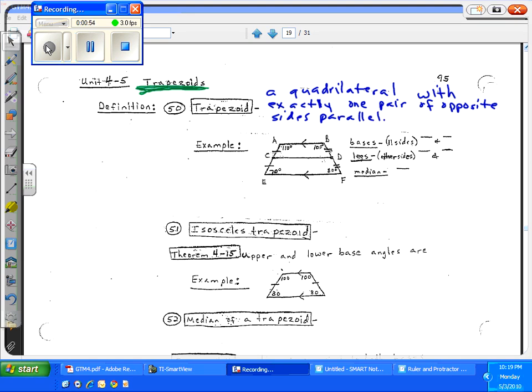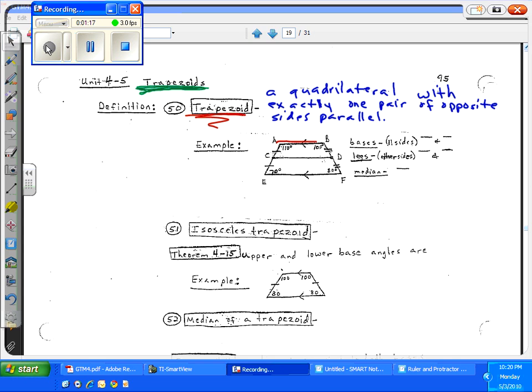Now, a parallelogram is a quadrilateral with both pairs of opposite sides parallel. A trapezoid is a quadrilateral with exactly one pair of opposite sides that are parallel.